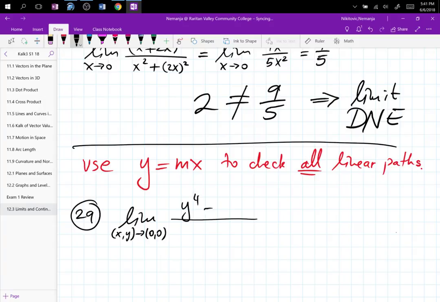y to the 4 minus 2x squared divided by y to the 4 plus x squared.